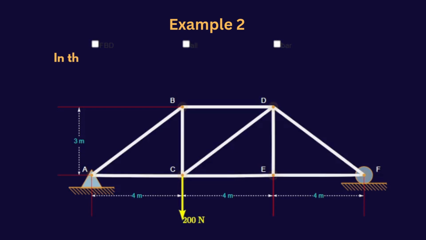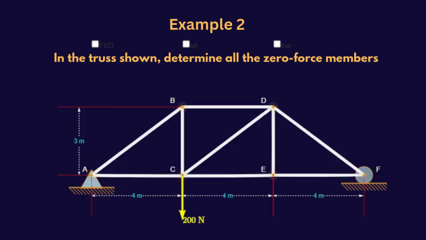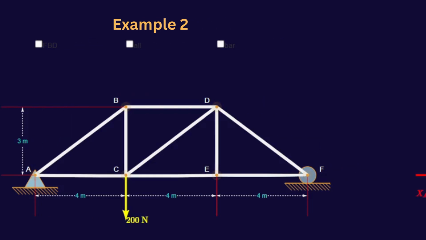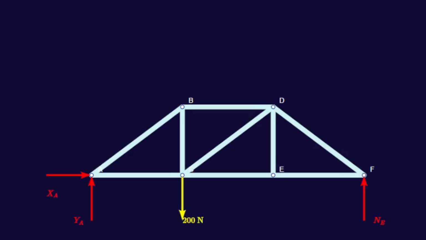In the truss shown, determine all the zero-force members. First, we draw the free body diagram. From the diagram, it is evident that joint E has three members and no external forces or reactions. Consequently, member ED is a zero-force member.